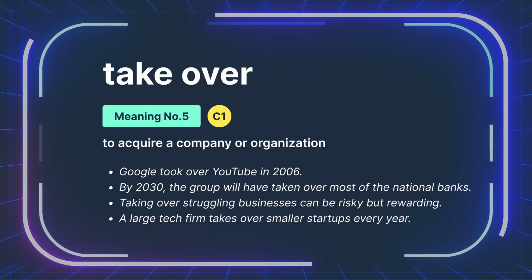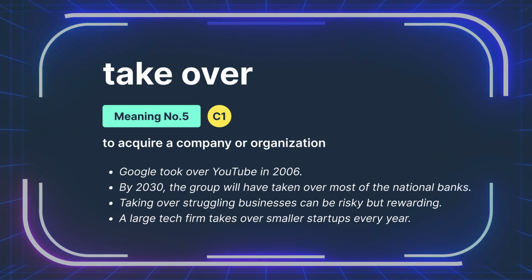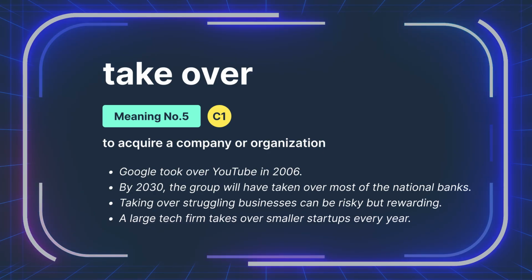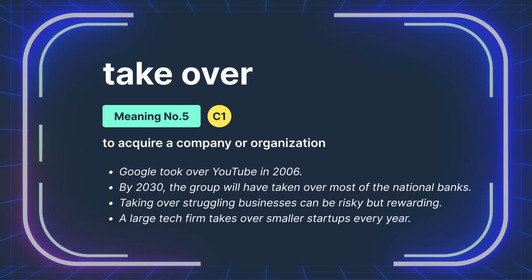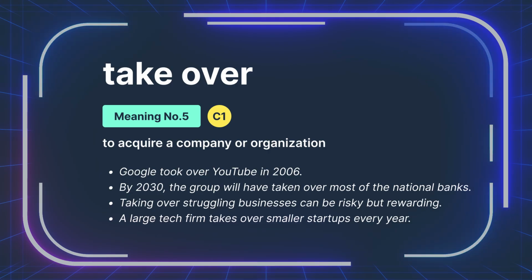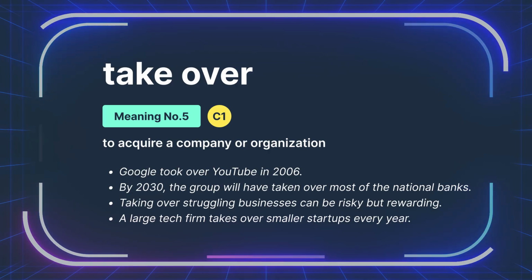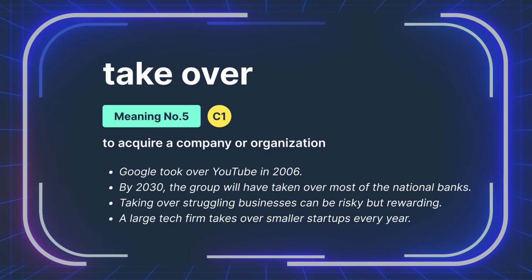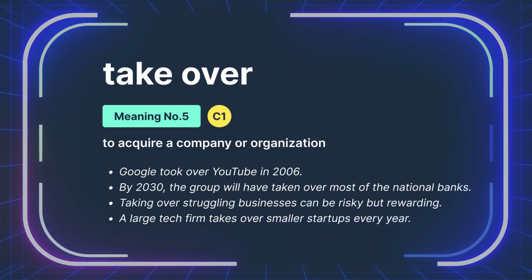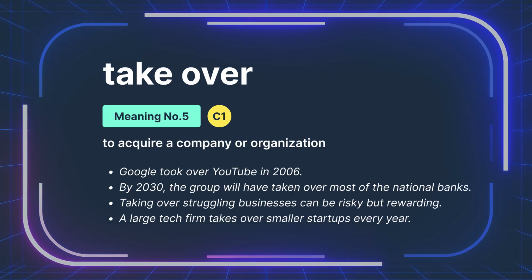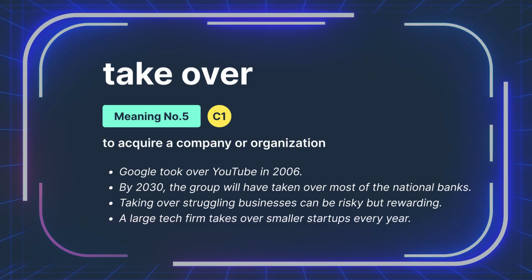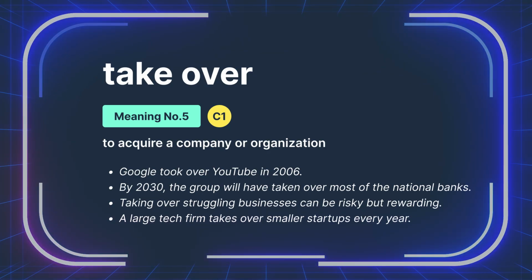It's clean, professional language for a massive business move. And this feels like a great context for the future perfect tense. You know, projecting a completed financial action by a certain deadline. Very strategic language. Precisely. By 2030, the group will have taken over most of the national banks. Using will have taken over sounds so definite, doesn't it? Finalized, part of a long game. It does. And you often see it used as a gerund, too, when discussing the act itself. Taking over struggling businesses can be risky, but often rewarding. Taking over becomes the subject there.